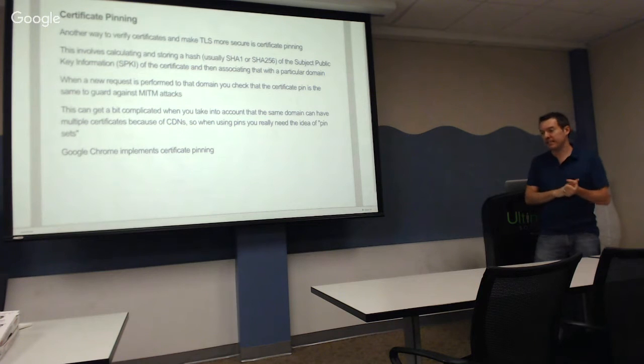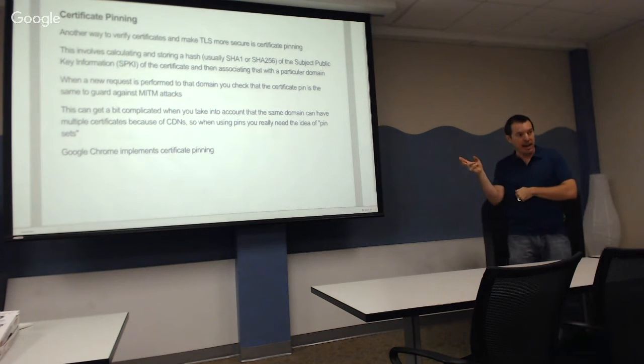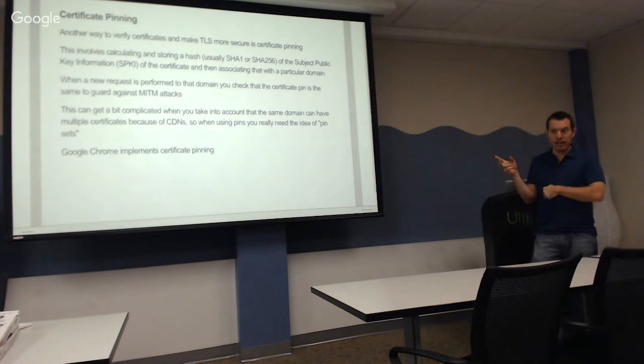And what that means is when you connect again, during the TLS handshake, you can look at that certificate, calculate the pin, and say, is this the pin I had before? And if it's not, say something's wrong. So Chrome actually does this, but it gets a little crazy, Twitter especially, but other CDNs.